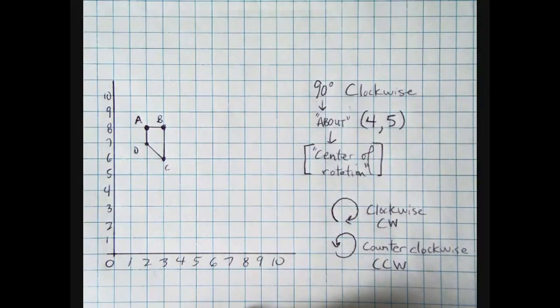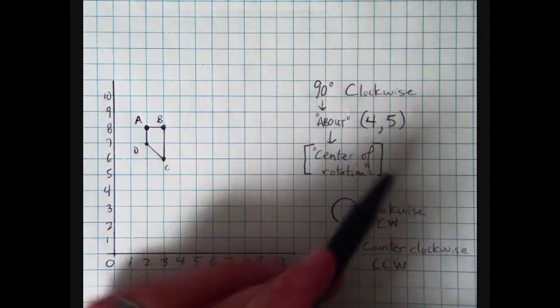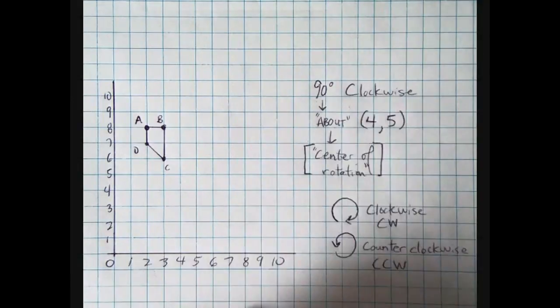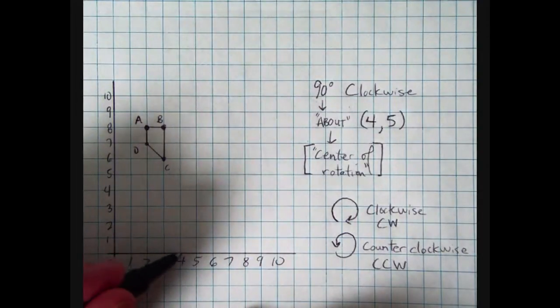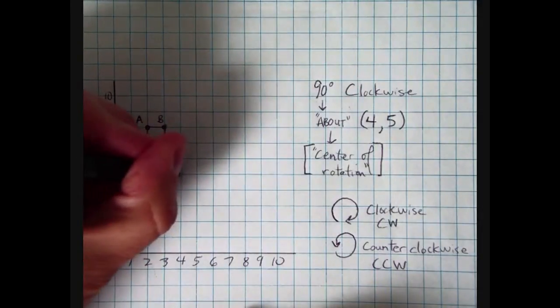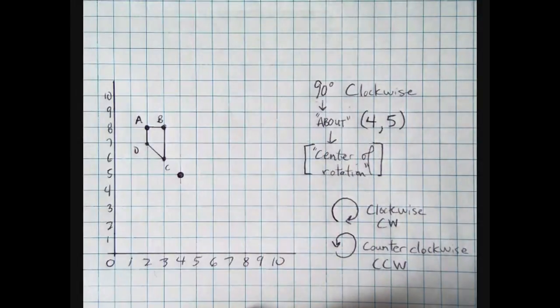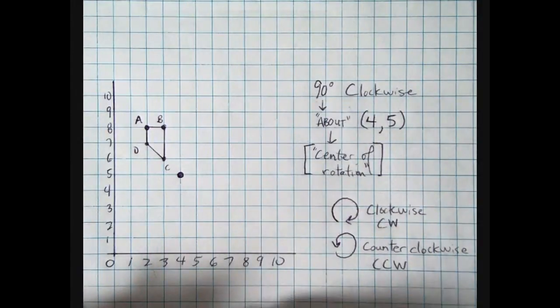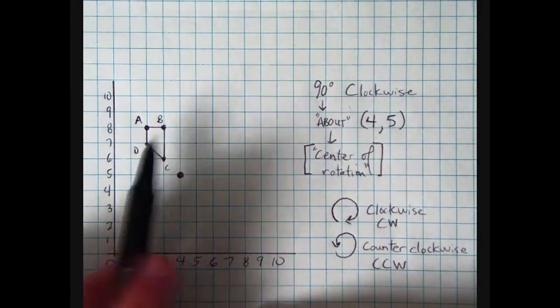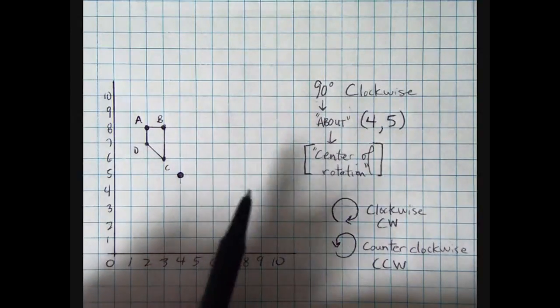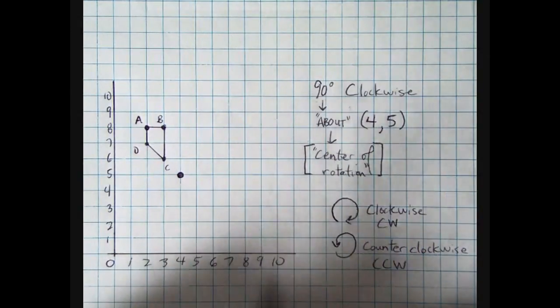If you're talking about a donut, it would be where's the hole, basically. And then it's going to give you a point, which will be the center of your rotation. So if I go to 4, 5, which is right here, this dot right here is the center of my rotation. Okay, so we're rotating this figure 90 degrees clockwise about 4, 5.